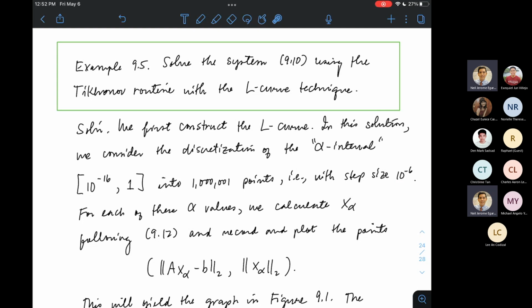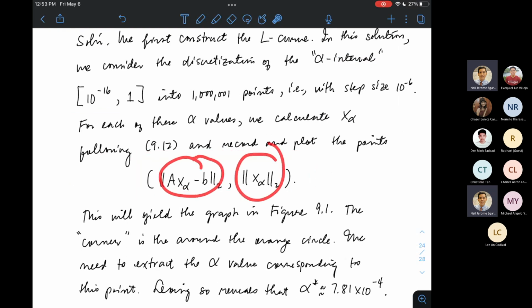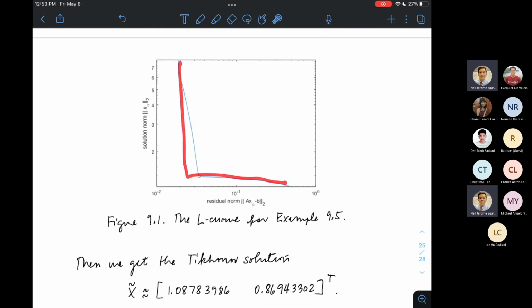So sa bawat isang alpha na nandito sa interval na to, makakakuha ko ng isang point na ito yung itsura: residual norm, solution norm. Okay? Tapos ipapaplot ko yan, makakuha ko ng itsurang L. So ang gagawin ko, hahanapin ko tong corner na yan. So yun yung gagawin natin. Let me shift to MATLAB. Kailangan ko palang i-share yung buo kong screen. Kasi may lalabas na figures. So, hold on guys.